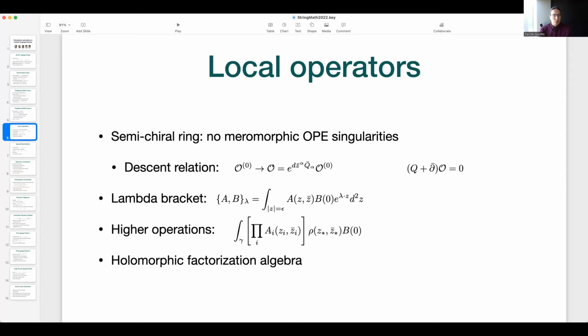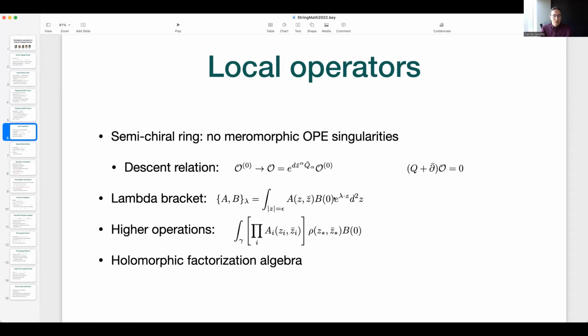So you take an operator, let me call it A, you take a descendant of A, you wedge it with some holomorphic form, like a power of z times dz, and you integrate it on a sphere surrounding the second operator. This gives you an infinite family of brackets, which are collected in what's called a lambda bracket. And you can define analogous higher operations involving a collection of three or more operators integrated over some cycles on the configuration space of points. This algebraic structure is what's called the holomorphic factorization algebra.